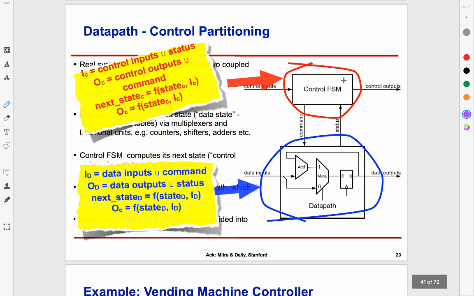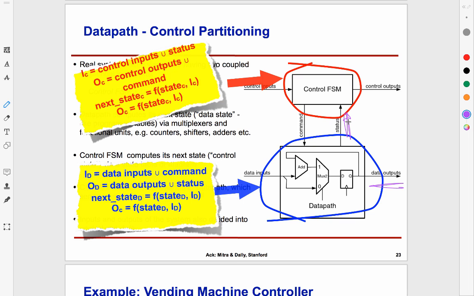And then the data path is kind of the same thing. It is taking data input from the outside world and it is taking control commands from the control FSM. And then it is updating its state. It is sending data out to the outside world. This might be, for example, processed sensor data. And it is also sending some status signals back to the control FSM. So what we have now is a system with two simpler sequential systems interacting with each other. One handling the control part, one handling the data processing part, and that's my overall system.